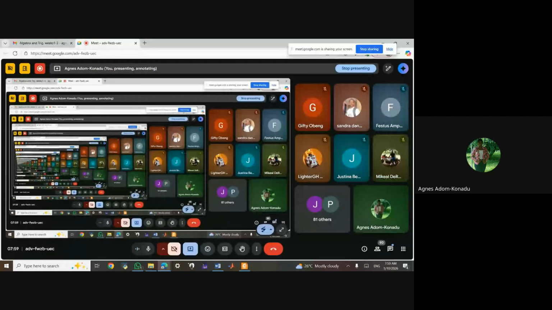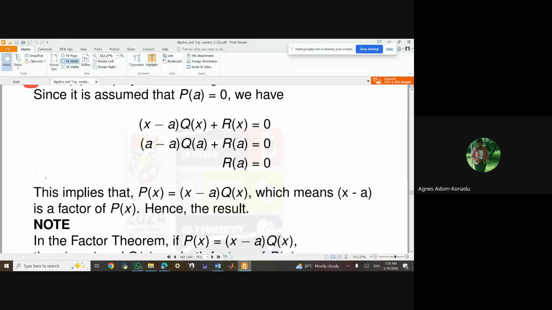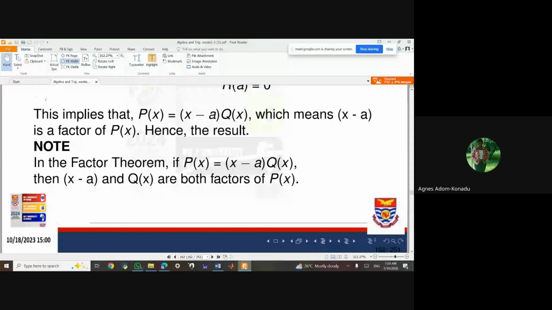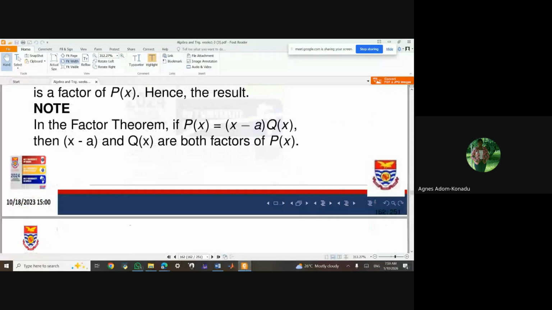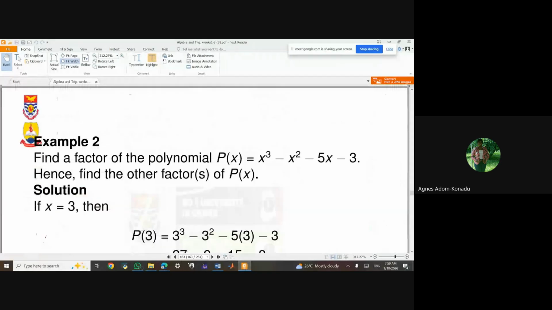It says that in the factor theorem, if P of x is equal to x minus a times Q of x, then x minus a and Q of x are both factors of P of x. So for example, find the factors of the polynomial function P of x is equal to x to the power 3 minus x squared minus 5x minus 3. Hence, find the other factors.